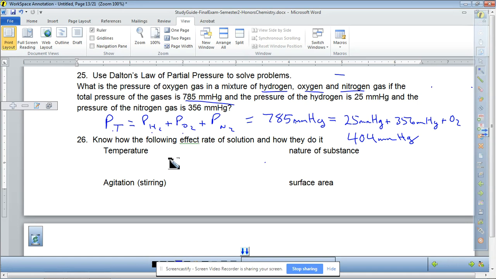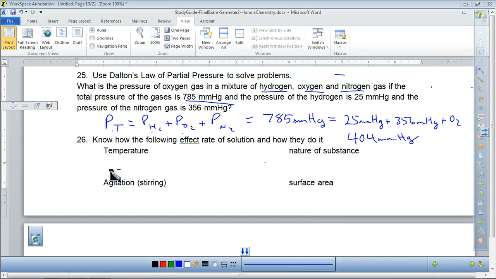How do these things affect rate of solution and how do they do it? How's temperature affected? Temperature goes up, the rate of solution should go up. Why? Particles are moving faster and touching the solvent more often.